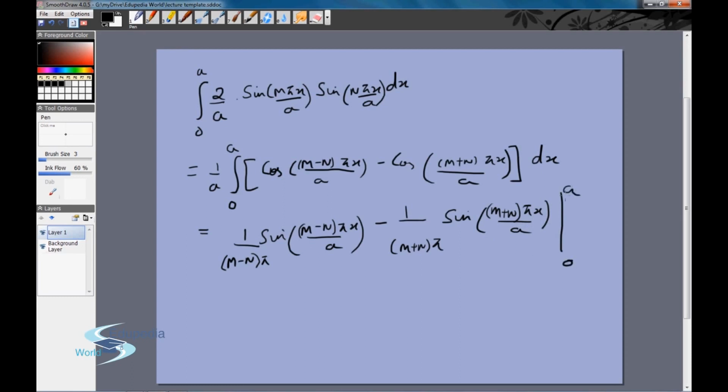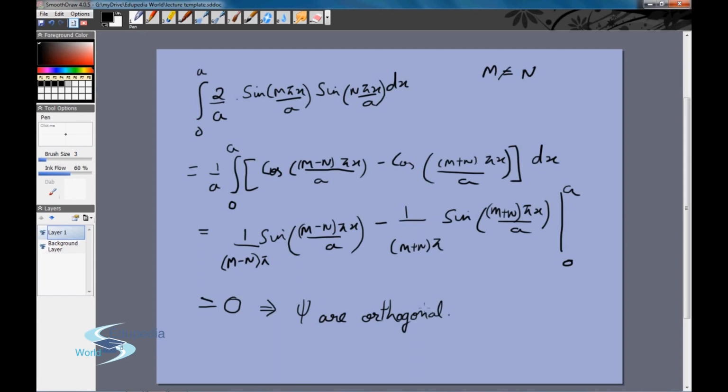We are assuming that m is not equal to n. Now we can see that m and n are both integers. So m minus n is an integer and m plus n is an integer. And both these terms, when you have x equal to 0, are equal to 0. And when x is equal to a, both the terms are integral multiples of pi. So we get this is equal to 0, which means that the wave functions are orthogonal.